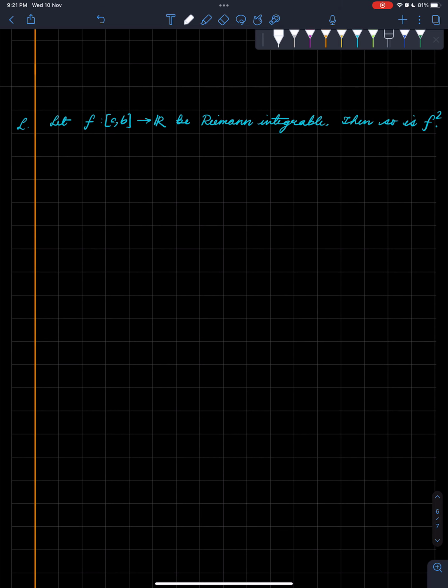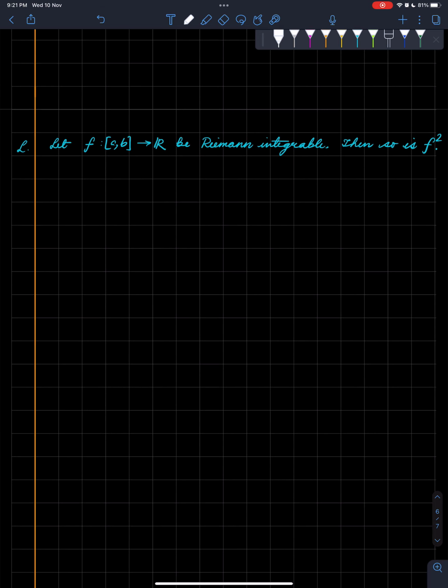And this one is also very interesting. So this time we want to show that if f is Riemann integrable, then f square is Riemann integrable. Okay, so fine. So let sigma be a subdivision. Then, well, this is very basic. Let me write it this way.